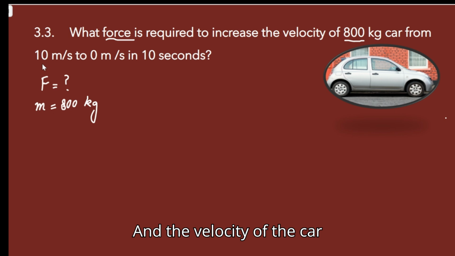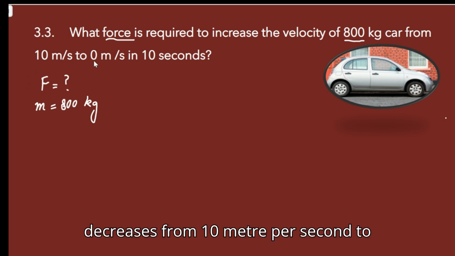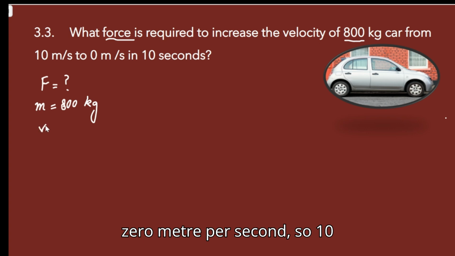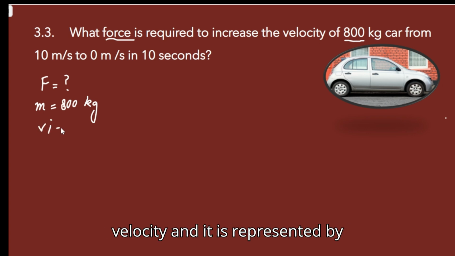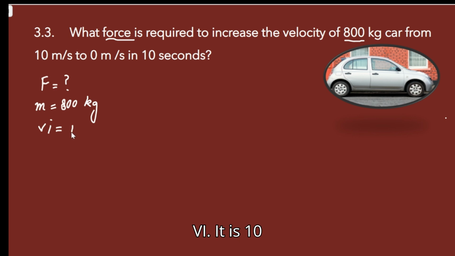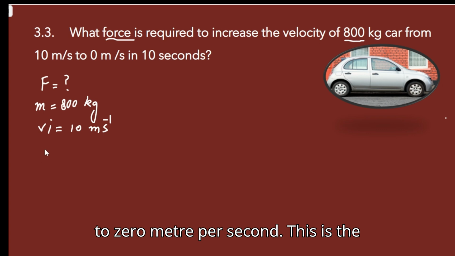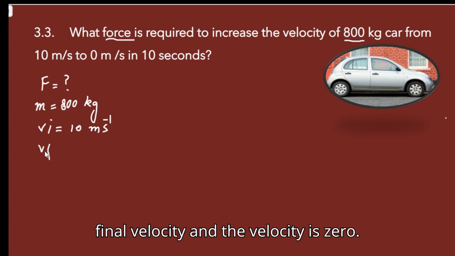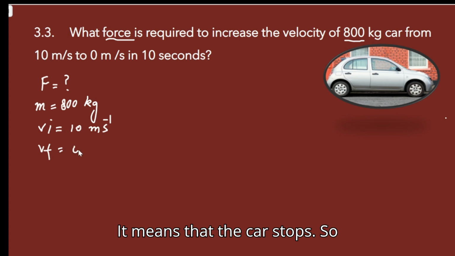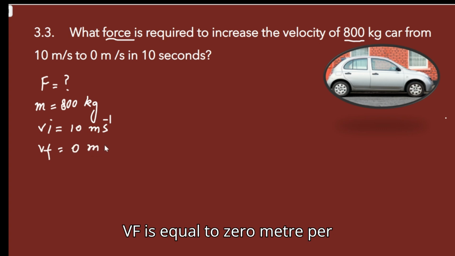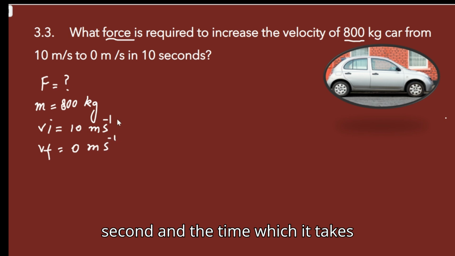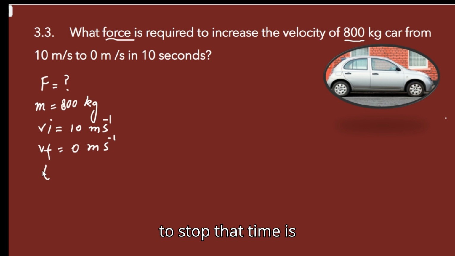And the velocity of the car decreases from 10 meter per second to 0 meter per second. So 10 meter per second is the initial velocity, and it is represented by vi. It is 10 meter per second. To 0 meter per second, this is the final velocity, and the velocity is 0, it means that the car stops. So vf is equal to 0 meter per second, and the time which it takes to stop is represented by t, and it is 10 seconds.